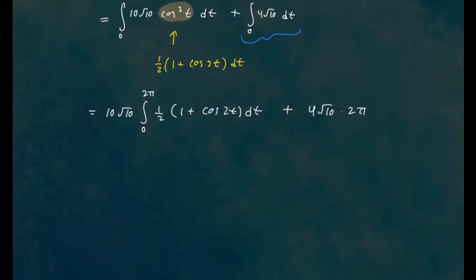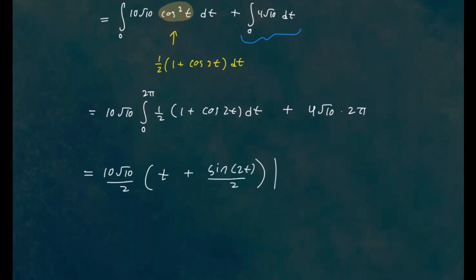All right, so let's finish up the very first one. So we have 10 square root of 10 divided by 2. The integral of 1 with respect to t, that's t. The integral of cosine 2t will be sine 2t divided by 2. And you evaluate this from 0 to 2 pi. Plus this will be 8 pi square root of 10.